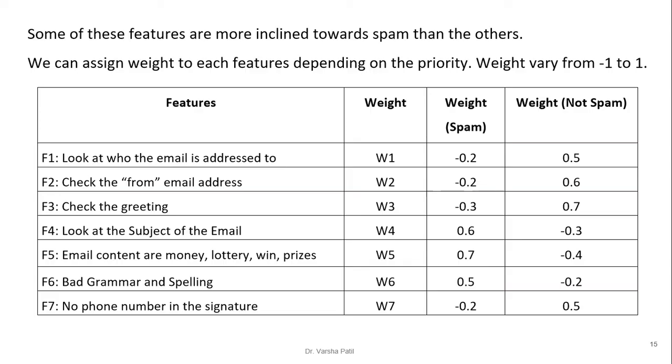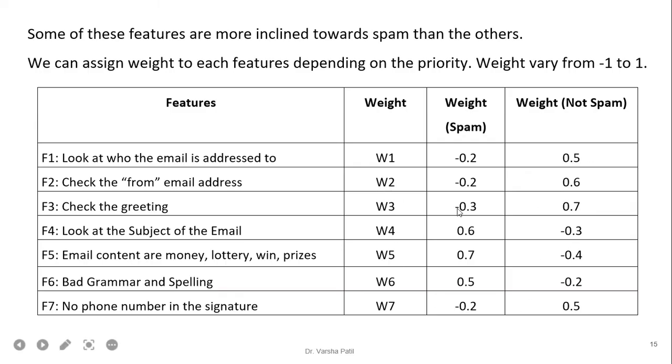Now here weight is assigned for spam mail and also for non-spam mail. Now here see, when the weights are positive, it indicates that they are inclined to the spam, and when weights are negative, they are less inclined to the spam. I will repeat the statement again, which is very important. When weights are positive and close to 1, they are inclined to the spam, and when the weights are negative, they are not inclined to the spam. And similarly we can do it for not spam also. When the weights are positive, they are inclined to the not spam, and when they are negative, they are not inclined to the not spam.